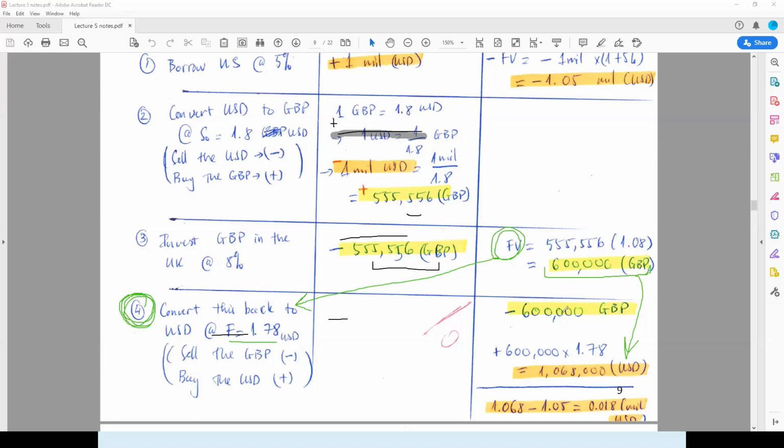So after a year, I'm going to deliver this forward contract. So I'm going to be selling 600,000 pounds for the USD at this rate, which is 1.78. Okay. So how much USD do I get? I will take 600,000 pounds, I will times the value of each pound in terms of the USD, and I will get 1,068,000 USD. Okay, USD.